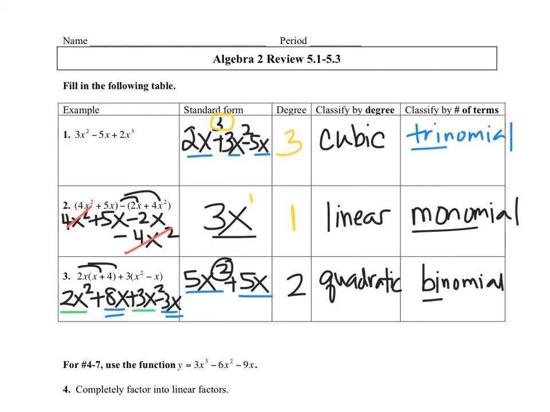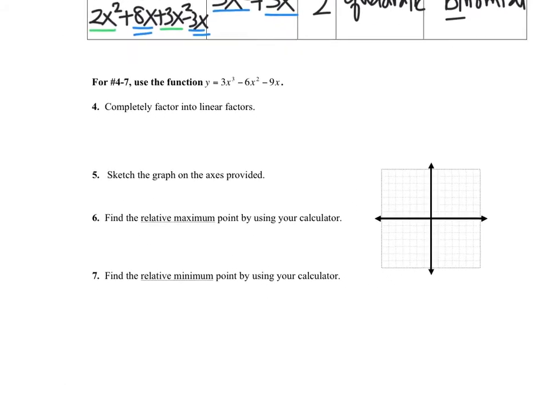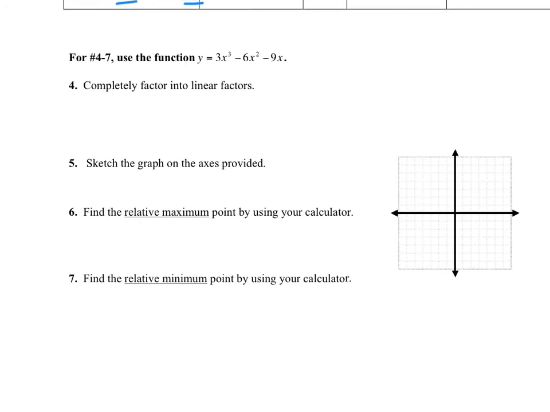All right, let's look at the next one. This one is going to be for numbers 4 through 7. So this polynomial here, this is going to be for all the rest of the page. All right, so the first thing we want to do is completely factor into linear factors. Linear factors, everything's going to be to the power of 1 for our factors.